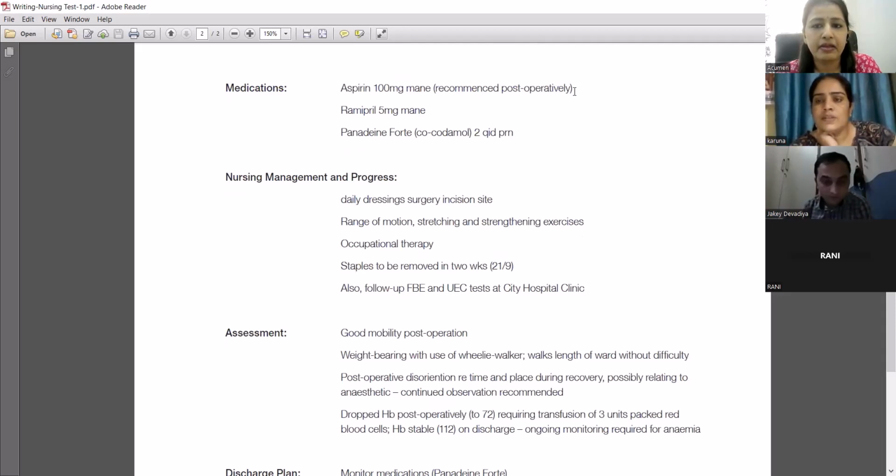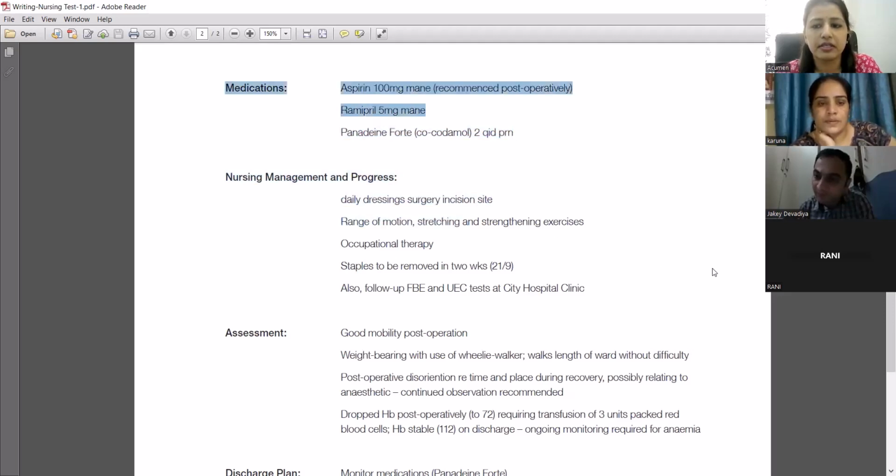I think the patient was on that medication and it was started again. So that means both Remifil and aspirin are the old medications, so we can skip that. But this one is new, because of course after the operation it is for the pain management.